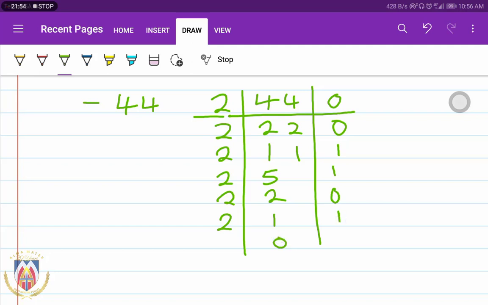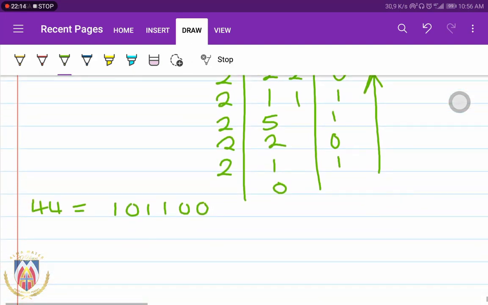So 44 is equal to, reading from the bottom going up, 1 0 1 1 0 0. I hope I did not make any mistake in that conversion. Now we want to get the binary representation of minus 44. In other words, we want to get the 2's complement of this number.